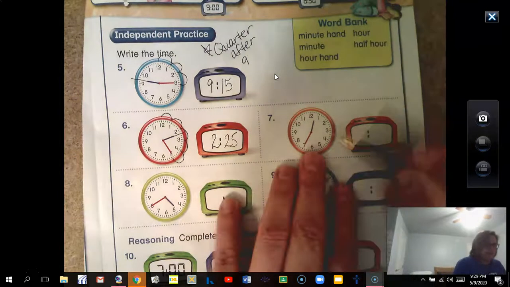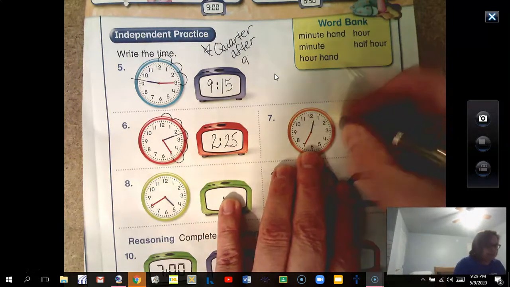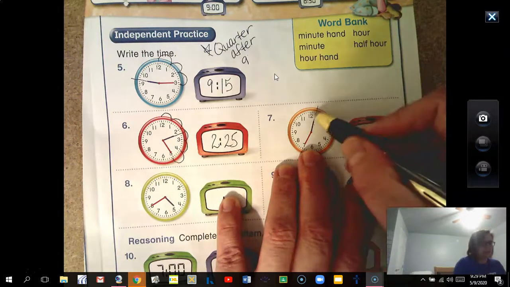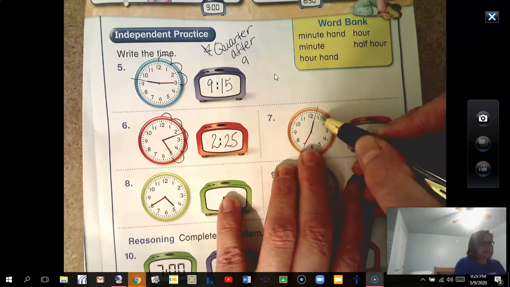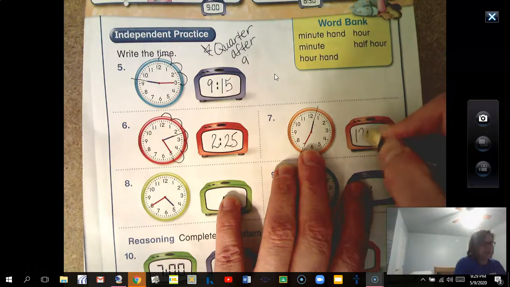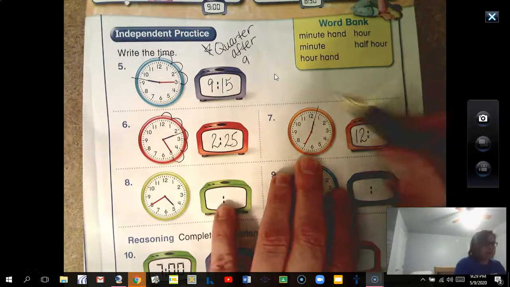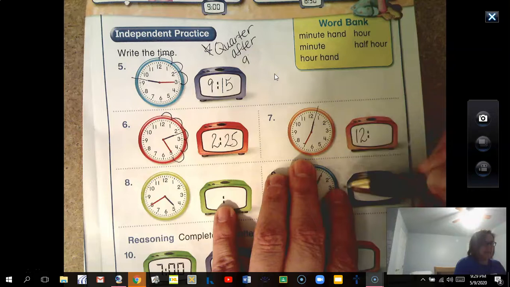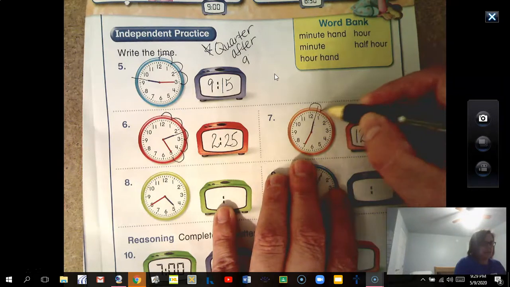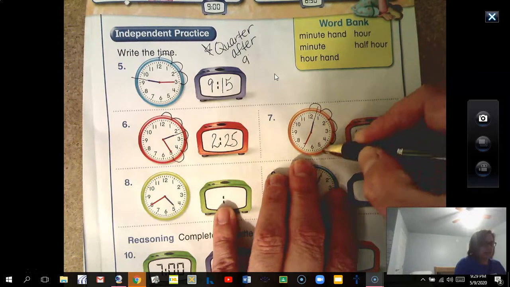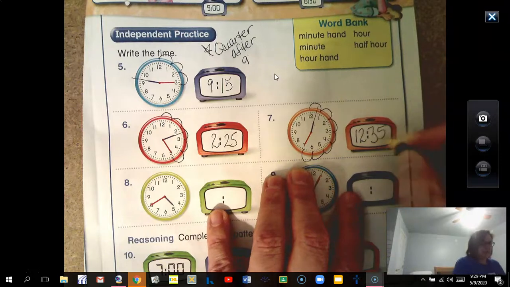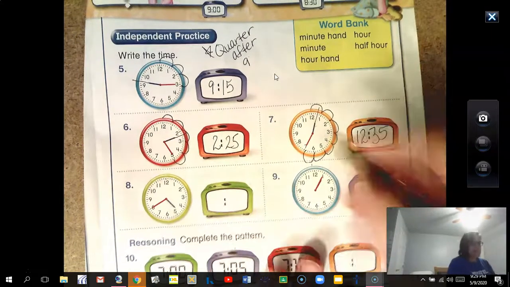Let's look at number 7. Start with the hour hand. If I were to finish it all the way, it's between the 12 and the 1. So it's already gone past the 12, and it hasn't reached the 1, so it is still 12 o'clock because it hasn't reached that 1. And now we're going to count by 5s to get to that minute hand. Start at the o'clock. 5, 10, 15, 20, 25, 30, 35. So really, you could have just started at the 6 and just went 35.